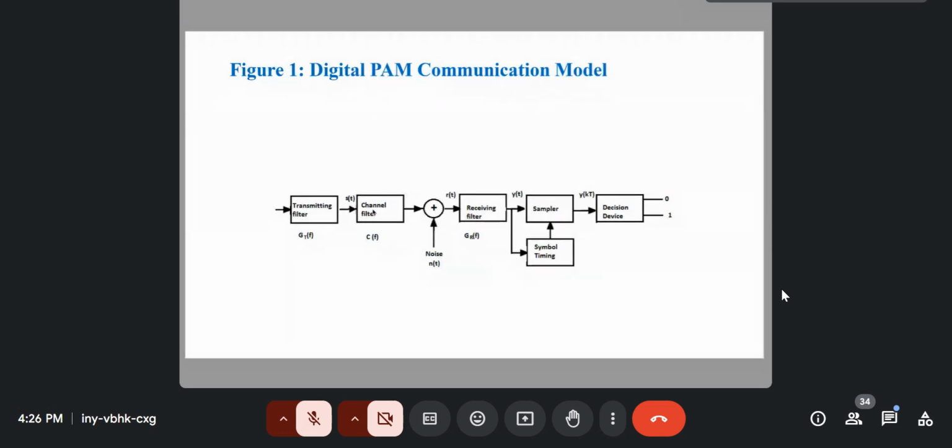Then you have another filter. This filter is simply the channel. The channel itself has some filtering characteristics, and apart from that, also adds noise, n(t). And then after that, we have r(t). This is what you receive. And there's a receiving filter. The receiver itself is a filter.